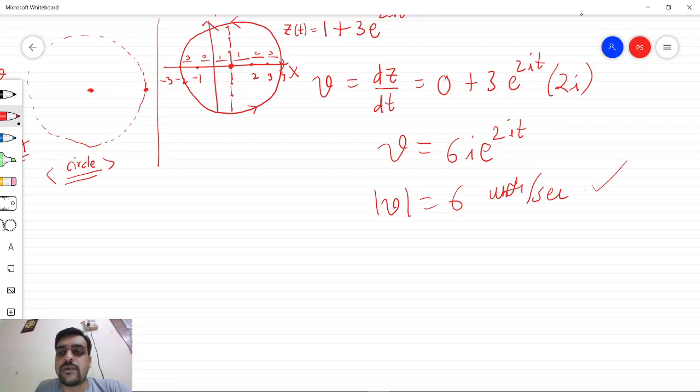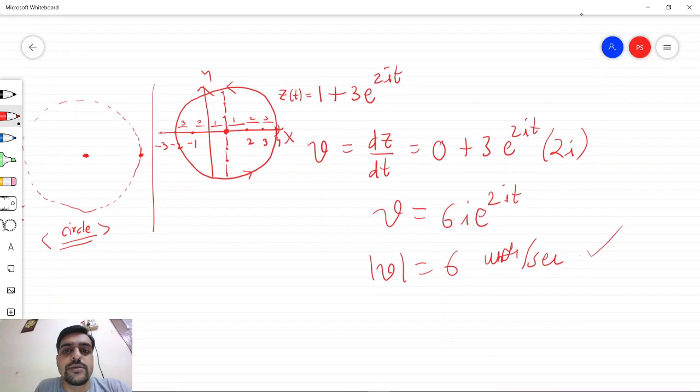We can go on doing this. So these were only two examples where we can use complex numbers to study or to solve some problems in physics. Thank you.